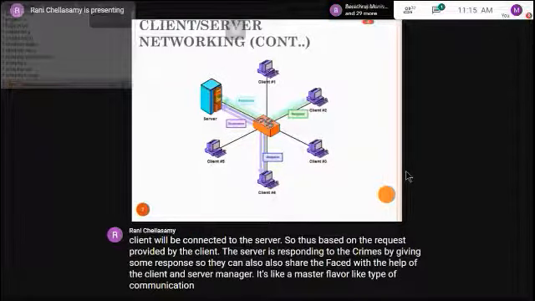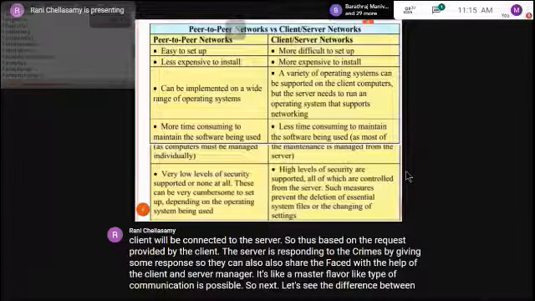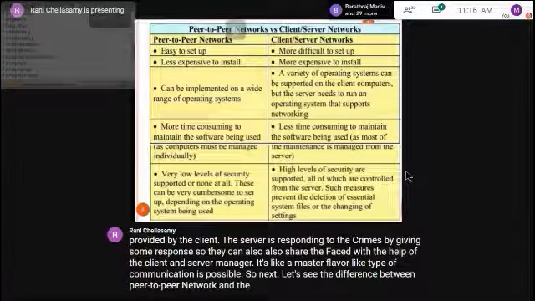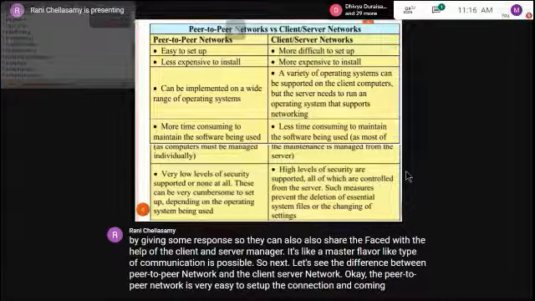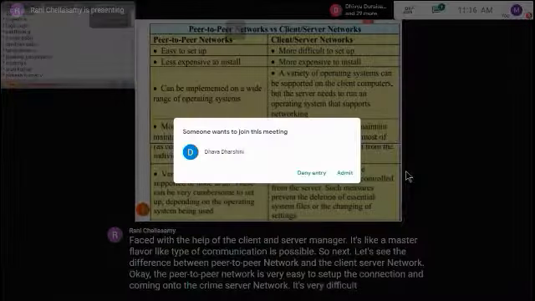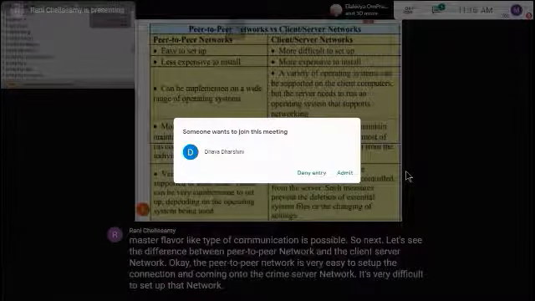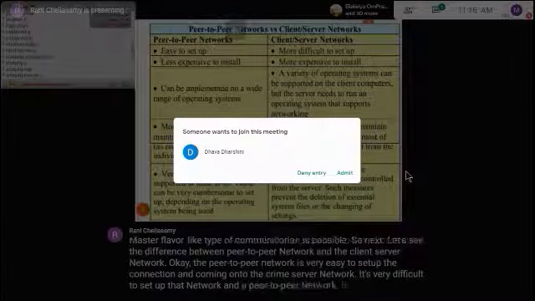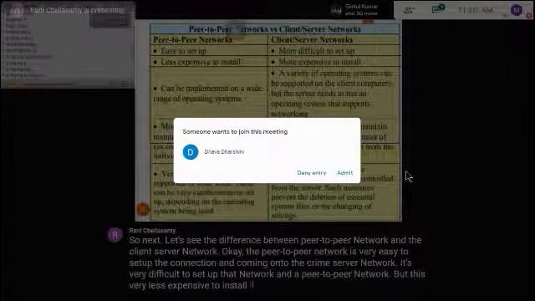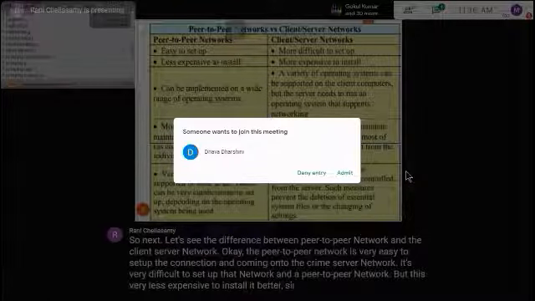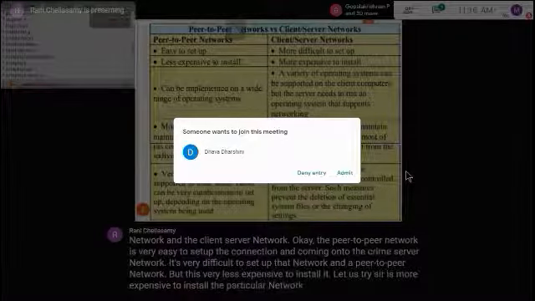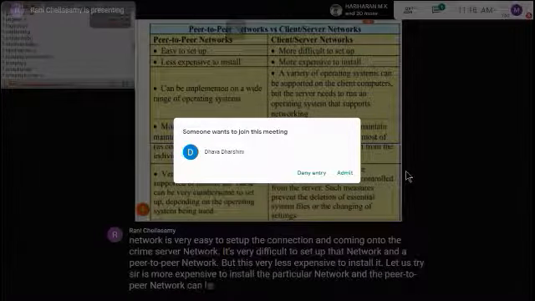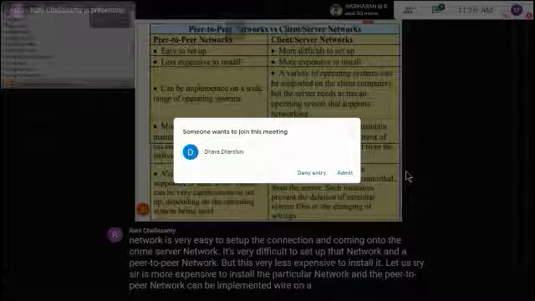Next, let's see the difference between the peer-to-peer network and the client-server network. The peer-to-peer network is very easy to set up, whereas the client-server network is very difficult to set up. A peer-to-peer network is much less expensive to install, whereas client-server is more expensive to install. And the peer-to-peer network can be implemented on a wide range of operating systems.